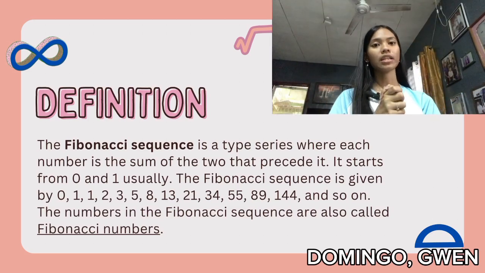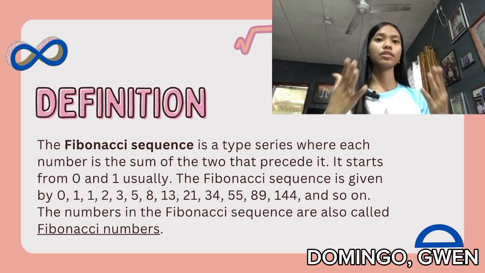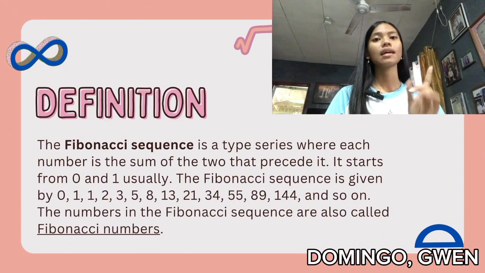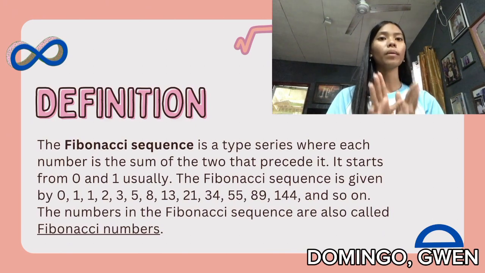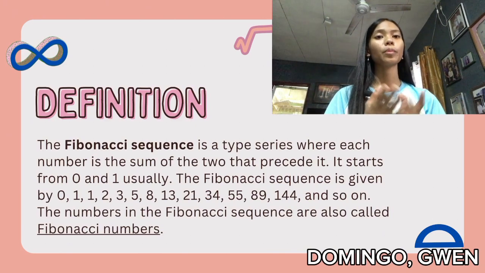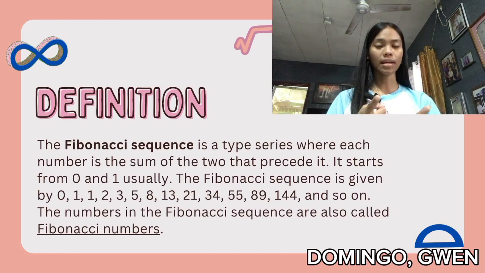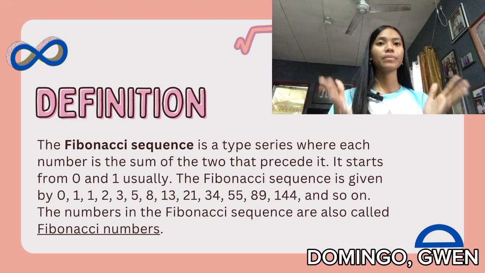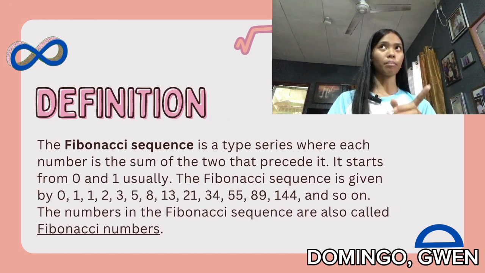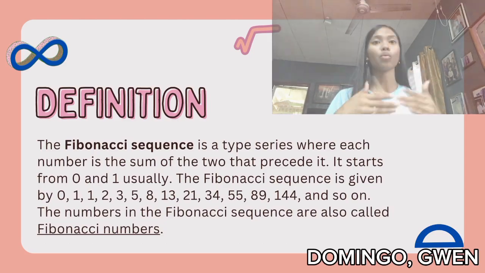To get the next number, two numbers are added up to determine it. For example, 0 plus 1 is equal to 1, 1 plus 1 is equal to 2, 2 plus 1 is equal to 3, 2 plus 3 is equal to 5, 3 plus 5 is equal to 8, 8 plus 5 is equal to 13, and so on.